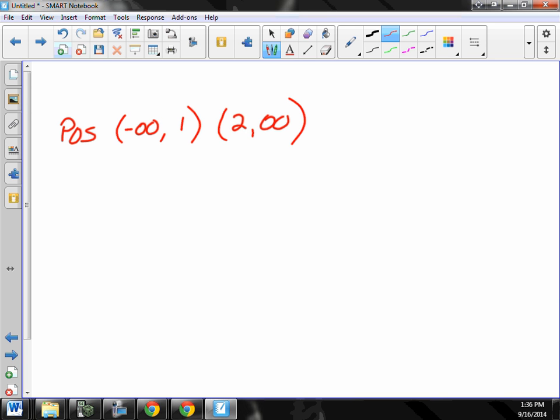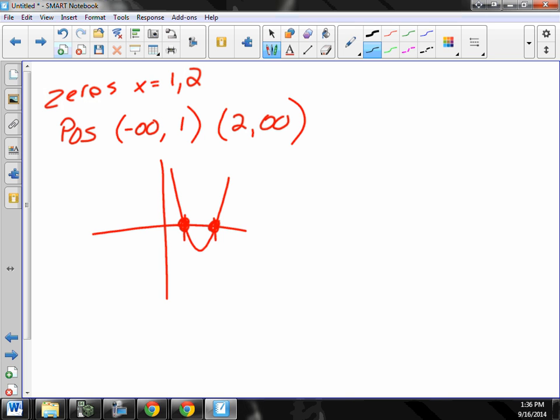Why up? Well, let's think about it. Here's a root, and here's a root, right? So my zeros are x equals 1 and 2. So it has two positive pieces. So would that mean opening up or down? Well, let's look. If we open up or if we open down, which one of those has two positive pieces? The one going up has two.